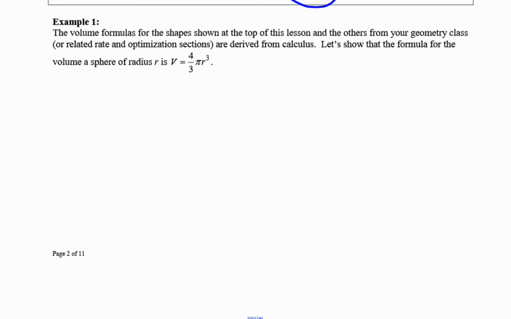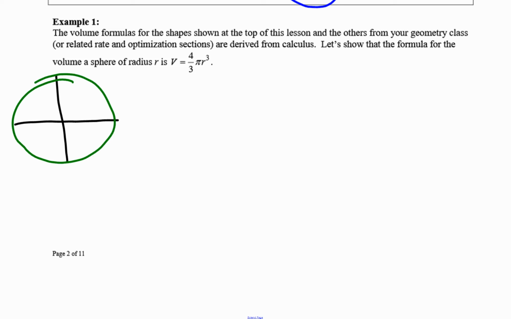Okay, so I'm sure that you remember the volume of a sphere with the radius r is 4/3 pi r cubed, but we're going to show how you can derive that from calculus. All right, I'm going to try to draw this as accurately as possible. Oh, that's great, right? So we have this sphere. Yep, that looks great. It's definitely a 3-dimensional sphere.